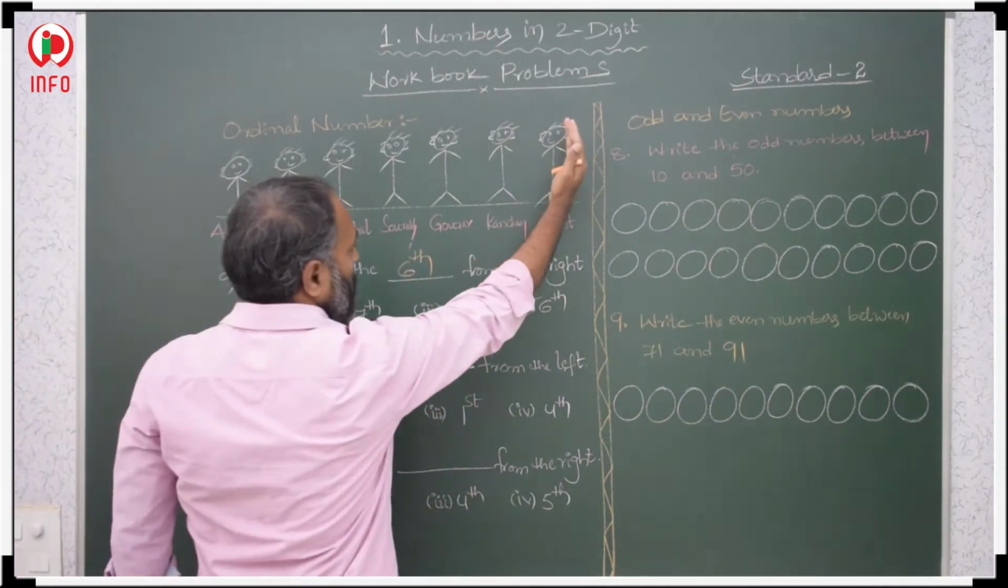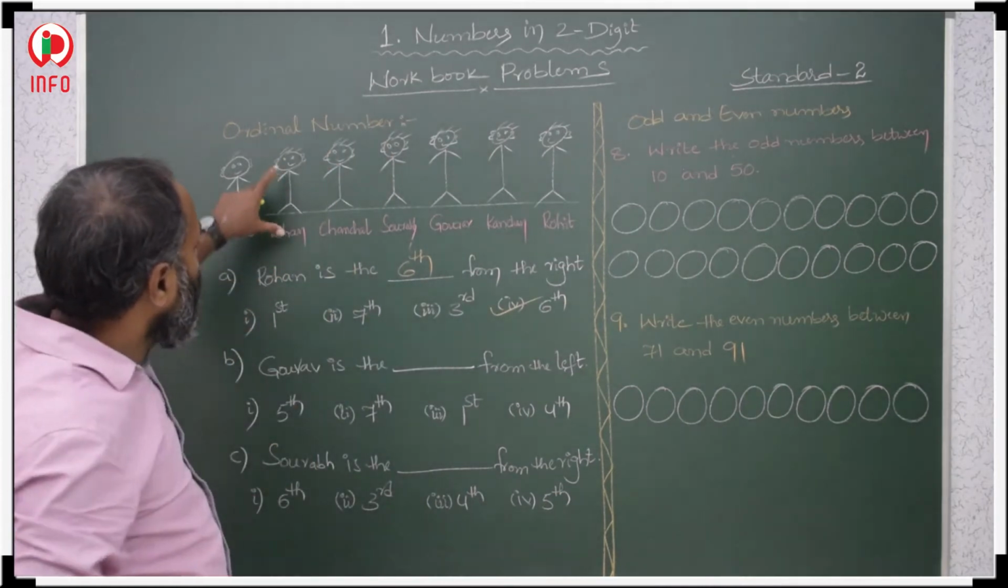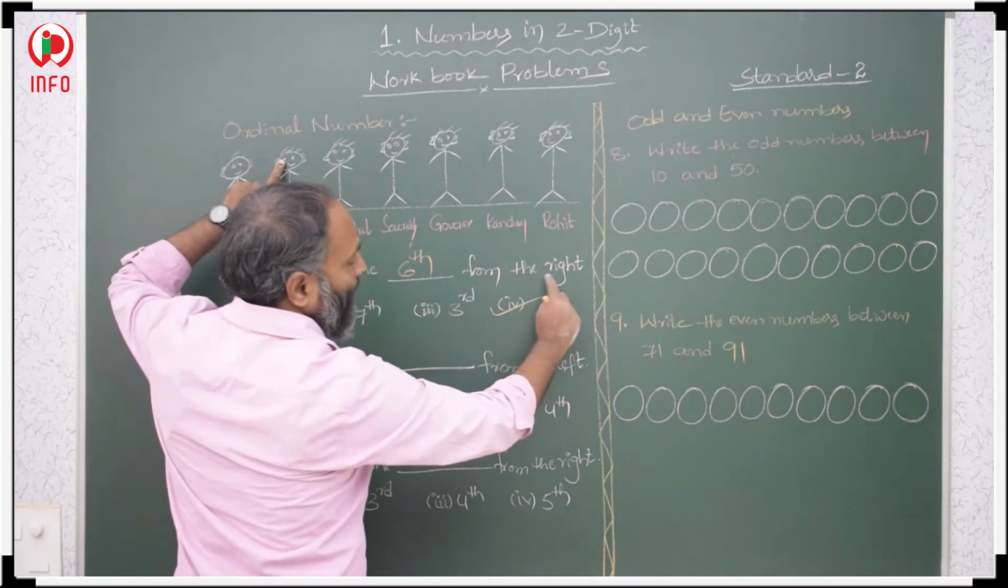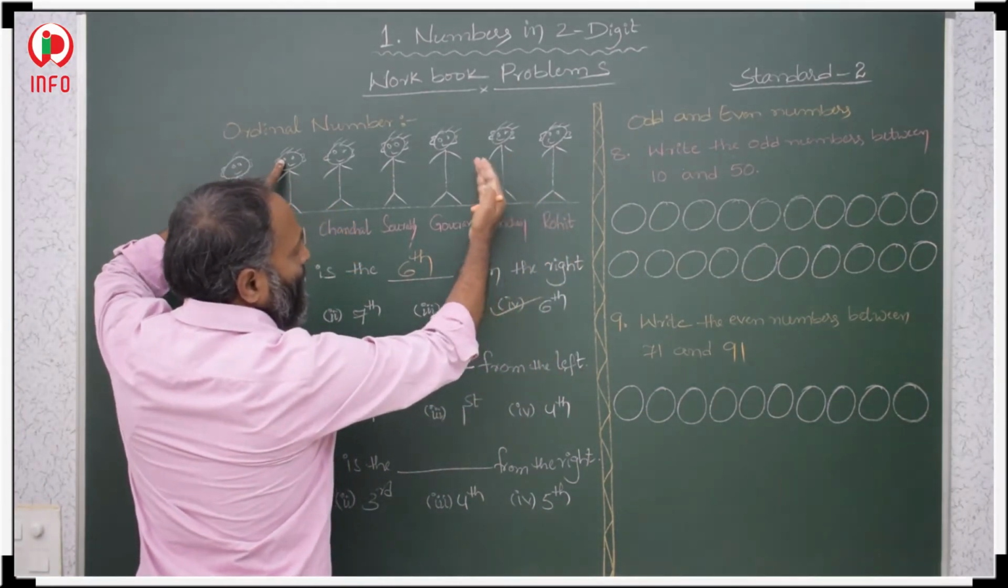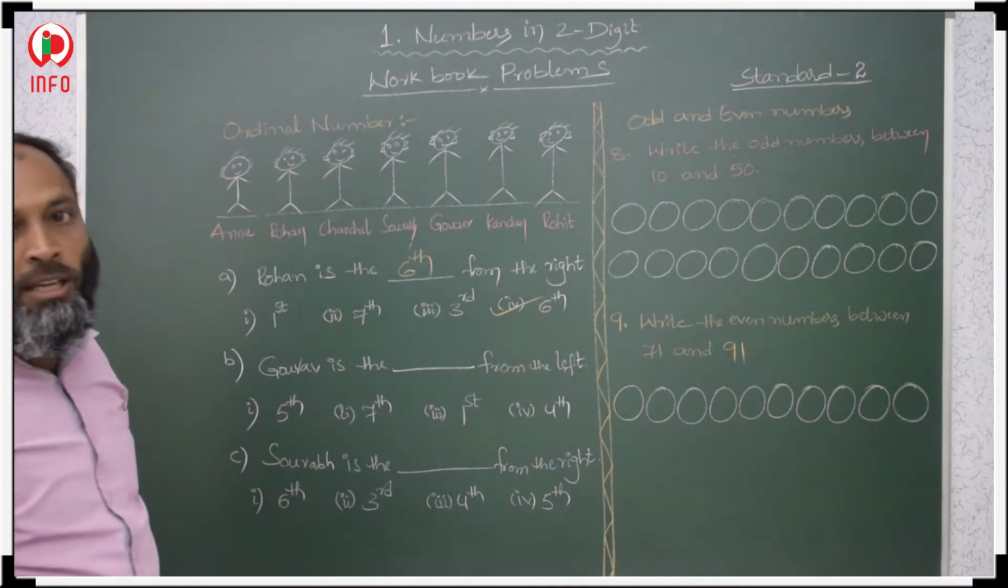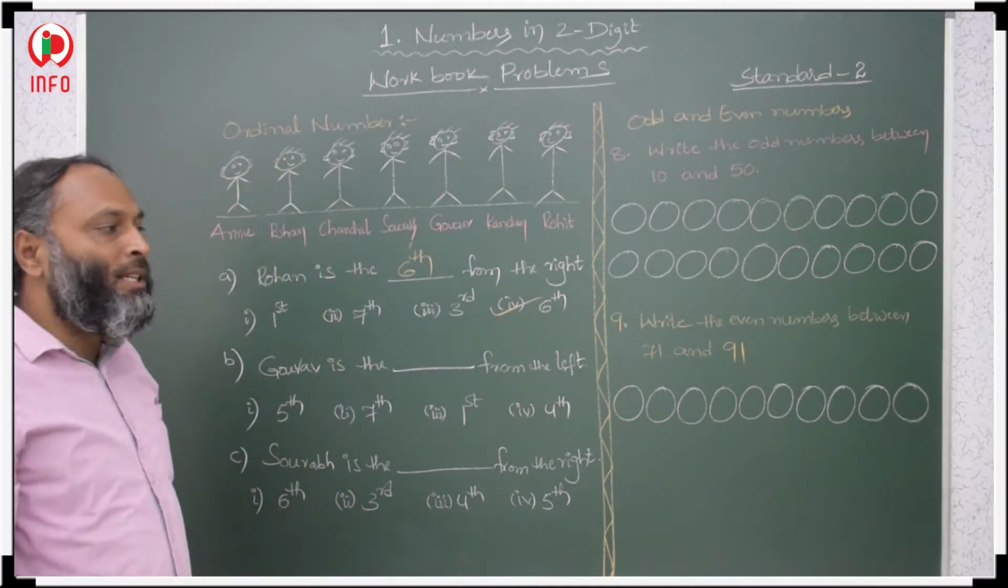From the right side, we have to count where Rohan is. First, where is Rohan? Here is Rohan. From the right, we have to count 1, 2, 3, 4, 5, 6. So he is in sixth place.